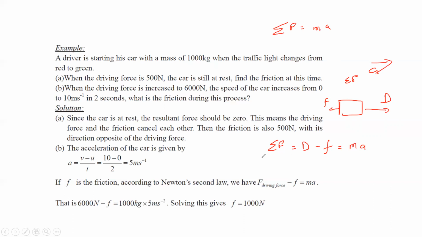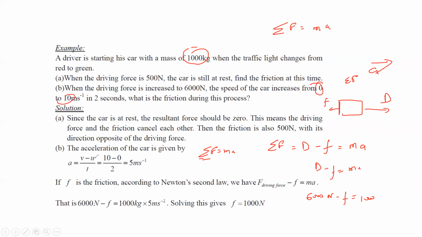So we can write the formula: resultant force is ma and resultant force is driving minus friction. So we can say driving minus friction is equal to ma. The driving force is 6,000 according to the question. F is unknown. M is the mass of the car, which is 1000. And what about the acceleration of the car? We can find its acceleration because the speed changes from 0 to 10 in 2 seconds.